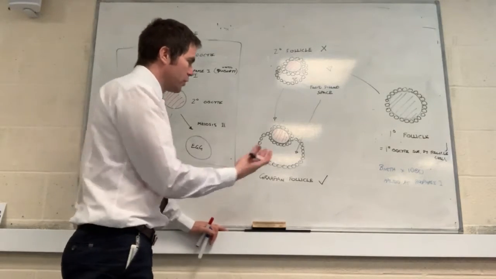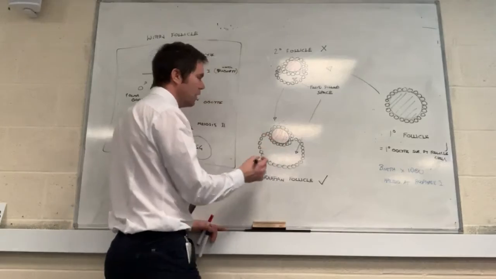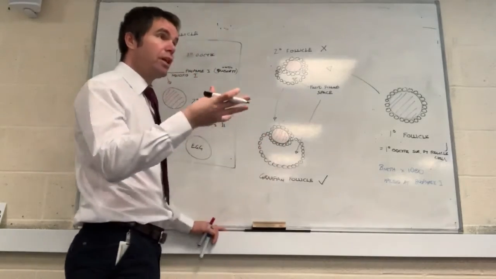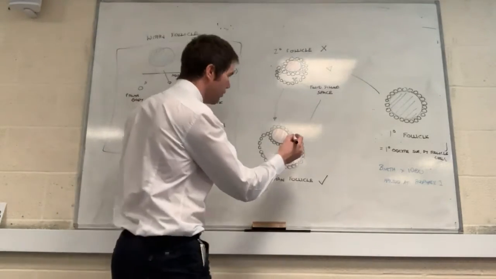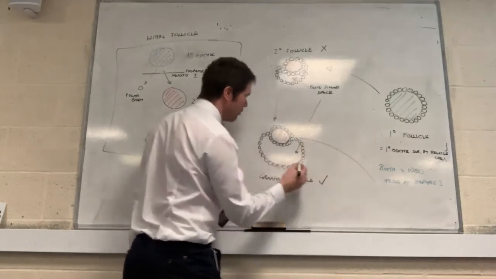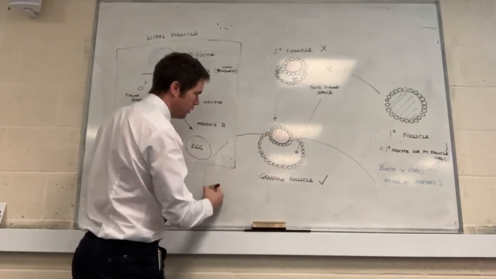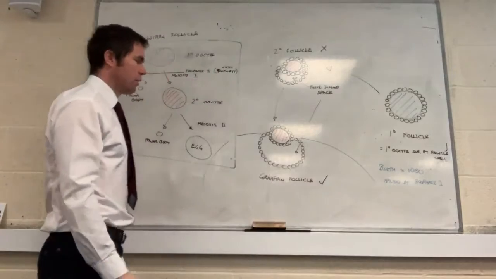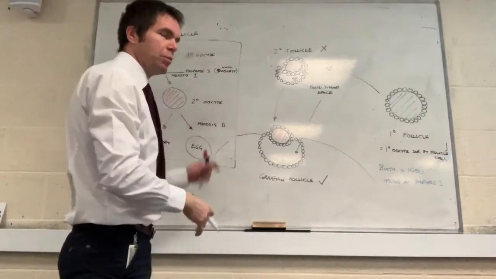So what's going on here? Well, the Graafian follicle migrates to the surface of the ovary. So I'll draw the ovary on, and the ovaries are oval. That's the ovary. In fact, the ovary would be significantly bigger than that, but it doesn't matter.